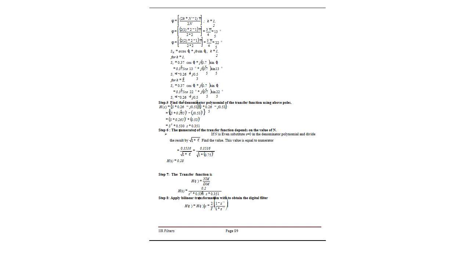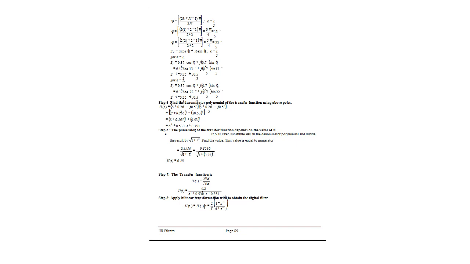Step 6 is the numerator of the transfer function, which depends on the value of N. If N is even, we have to substitute s equal to 0 in the denominator polynomial and divide by root of 1 plus epsilon square. That is how we will get the H of s as the output value.